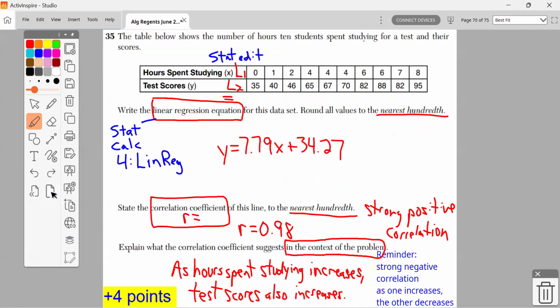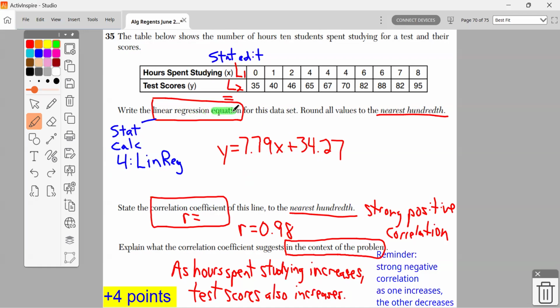In question number 35, we want to write the linear regression equation, state the correlation coefficient, and explain what that means in the context of the problem. You have to turn on your stat diagnostics. So go to your mode button, turn on your stat diagnostics, and then we want to type our data into our stat edit L1, stat edit L2, stat calc number 4 for linear regression. When you do that, you get y equals 7.79x plus 34.27.